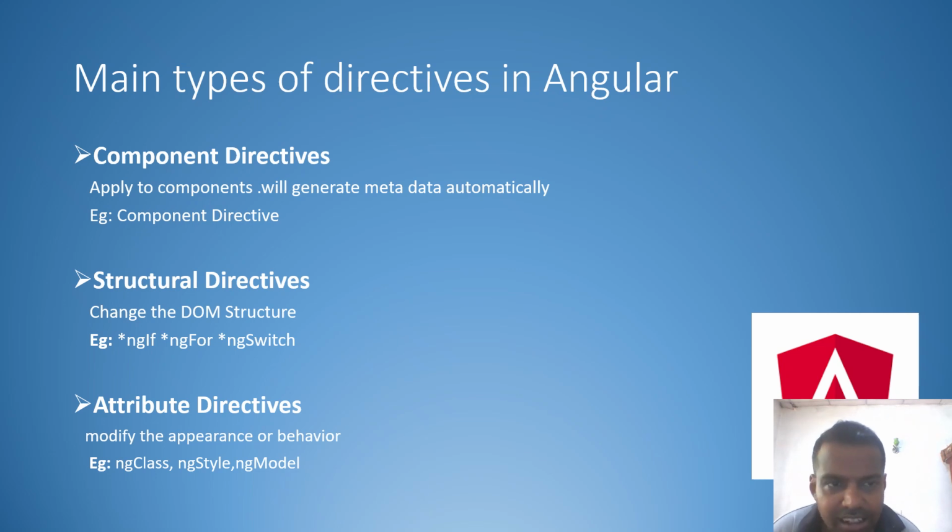There are three types of Angular directives. One is the component directive, which works with Angular components. The second one is the structural directive. Using a structural directive means it will change the DOM, document object model, structure. Examples: ngIf, ngFor, or ngSwitch. The third one is attribute directives. Using those we can change the appearance, behavior, or functionality. Examples: ngClass, ngStyle, ngModel.